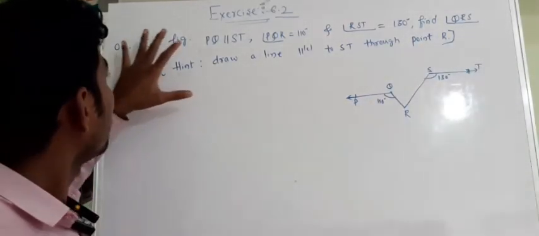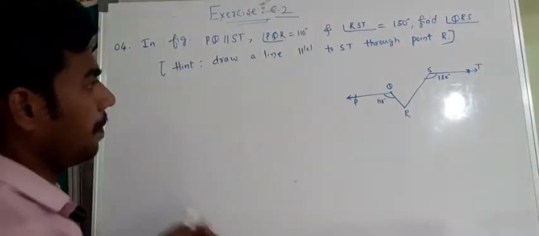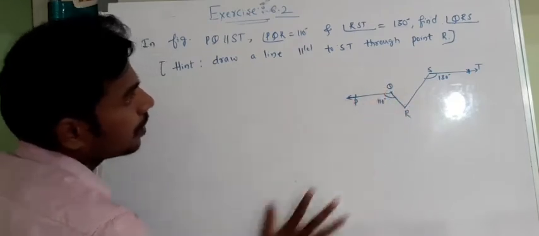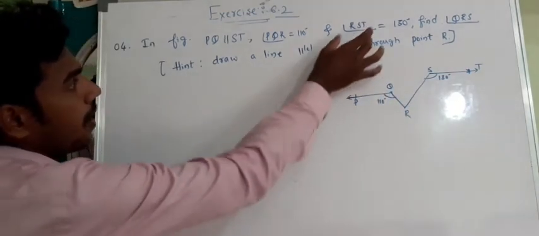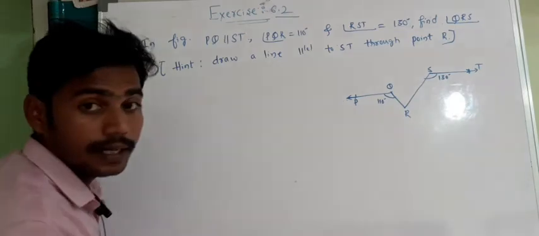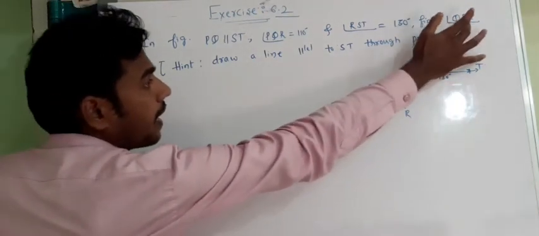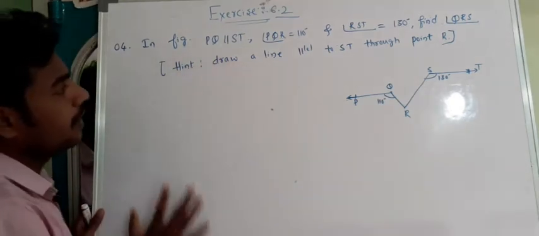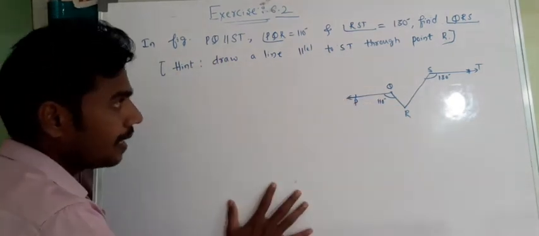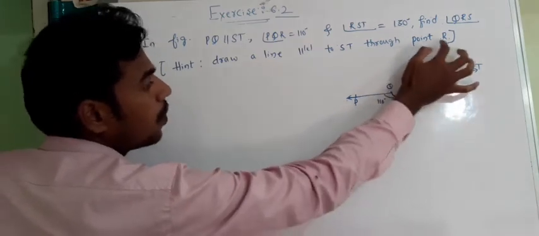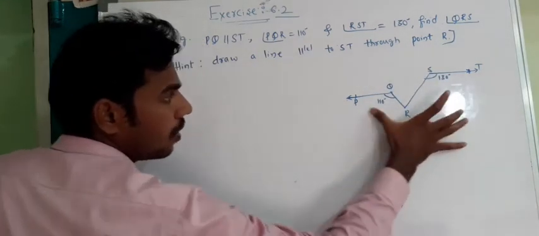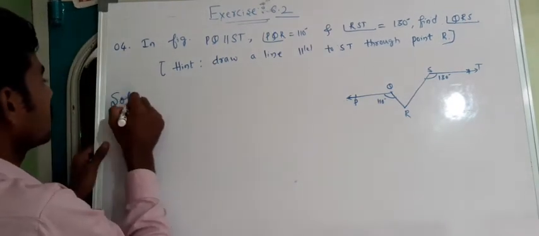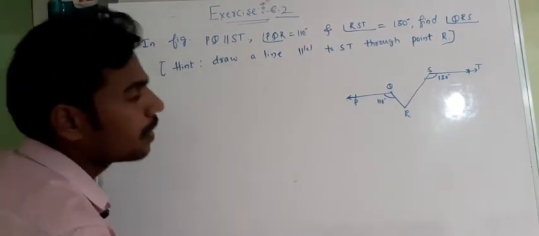Next, in the figure, PQ is parallel to ST. Angle PQR is equal to 110 degrees, and angle RST is equal to 130 degrees. Find angle QRS. They have given one hint: draw a line parallel to ST through point R. So now we will begin and do the construction accordingly.